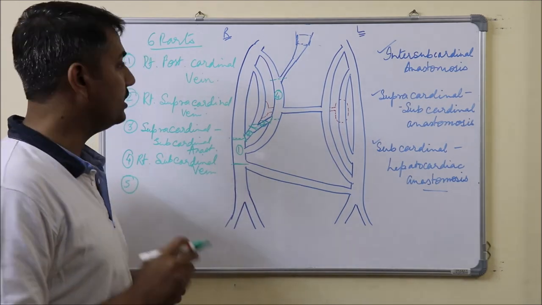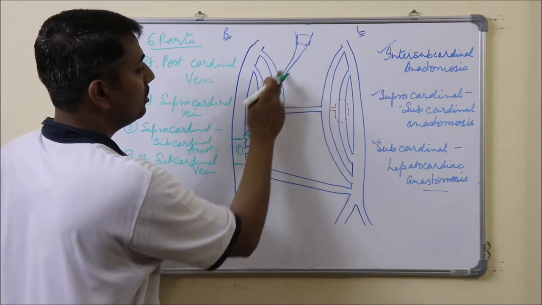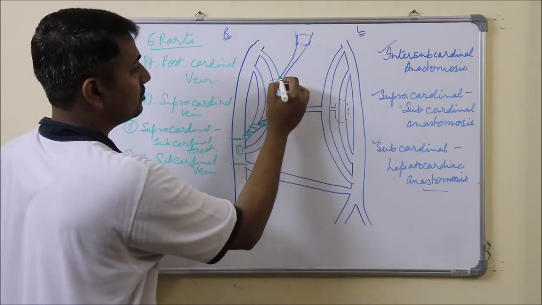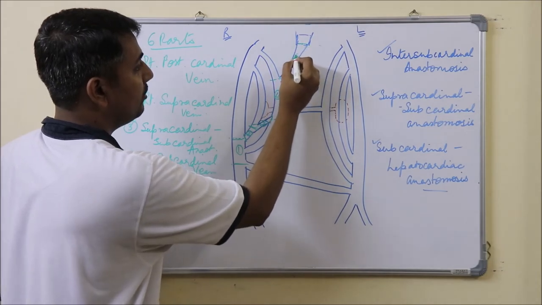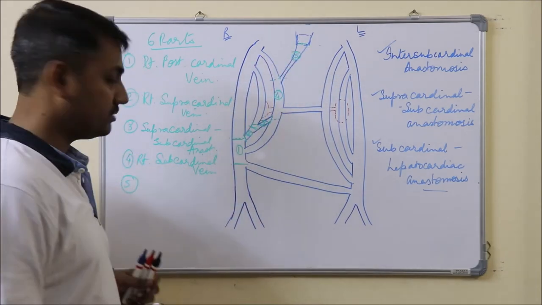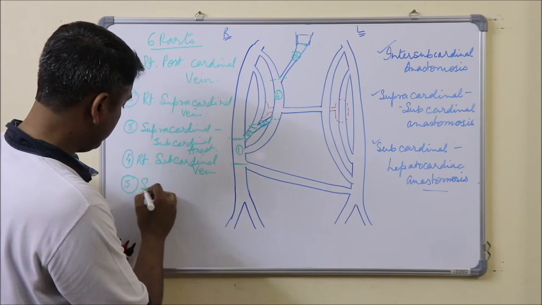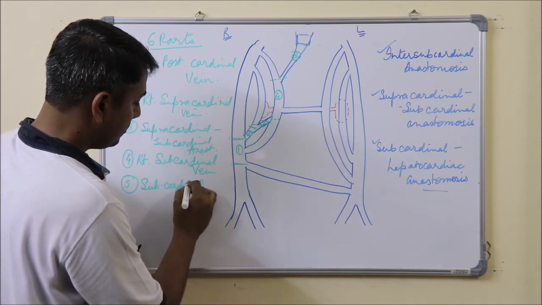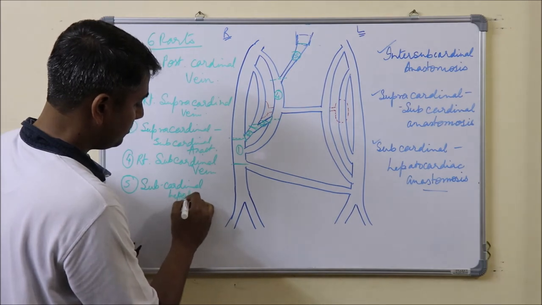The fifth part of the IVC is formed by the anastomosis known as the subcardinal hepatocardiac anastomosis. So this anastomosis forms the fifth part of the IVC.